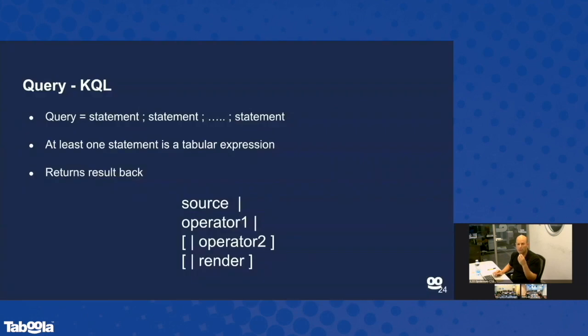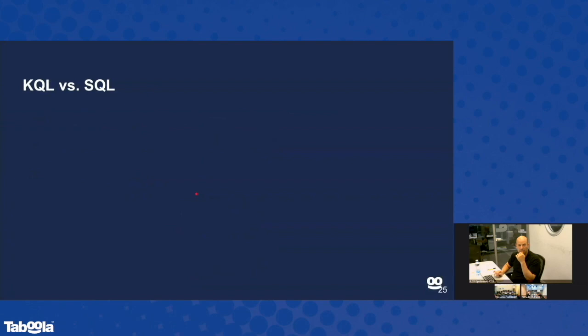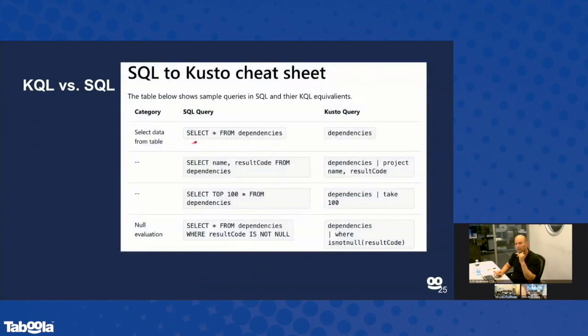So if you talk about the language, it's a new language. You can ask me, why didn't you use SQL? Because I think this language is better. The idea is a statement, semicolon, statement, semicolon. This way you can run several statements at once. And then you need one tabular expression. It's a different tabular. And it's like the Java streaming API. I will show you. For instance, if you would do select star from dependencies in SQL, in KQL you will write just dependencies. Simple, right? Let's move on.